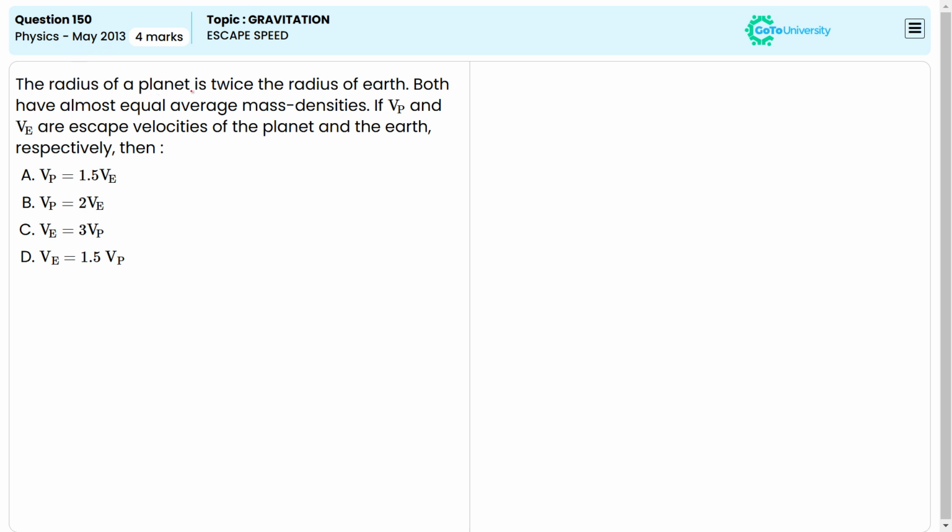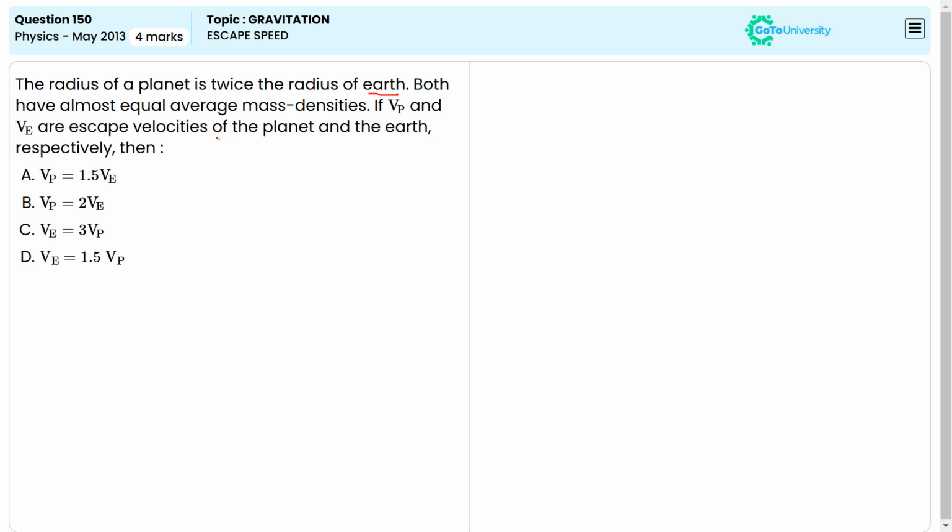The radius of a planet is twice the radius of Earth. Okay, one planet is there. The radius of the planet is twice the radius of the Earth. Both have almost equal average masses and density. That means the mass and the density, it means both the planets are the same.